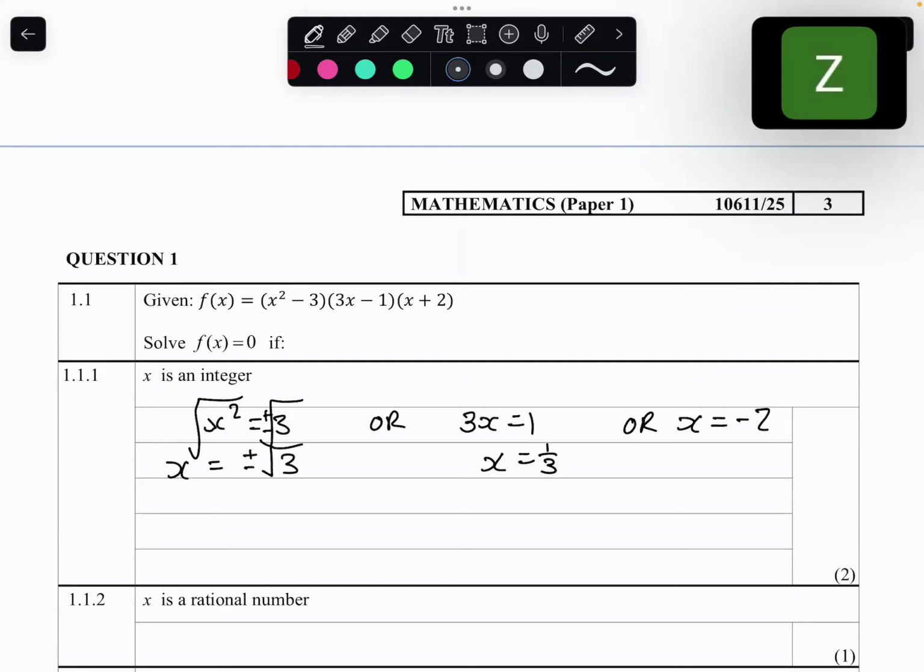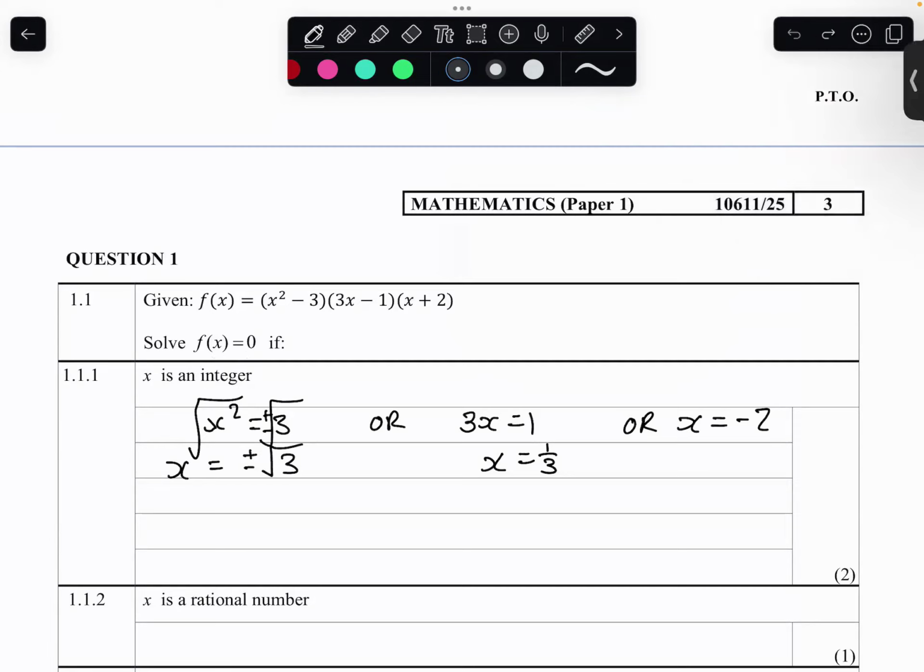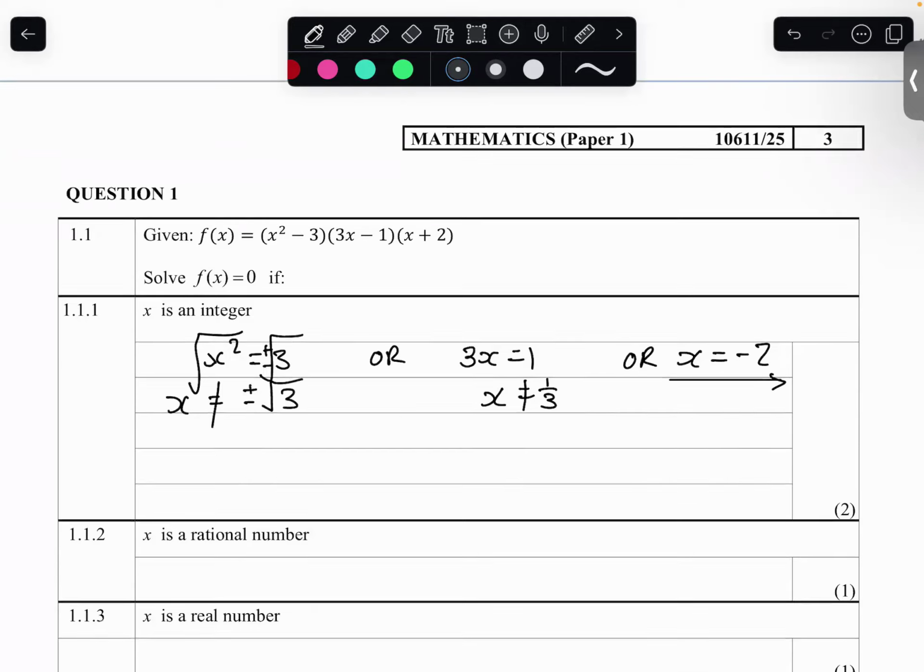Right, then for x to be an integer, we need to cancel out this one, and we need to cancel out that one. This is the solution. Remember, integers are whole numbers, no decimals, no fractions, just whole positive and negative numbers.